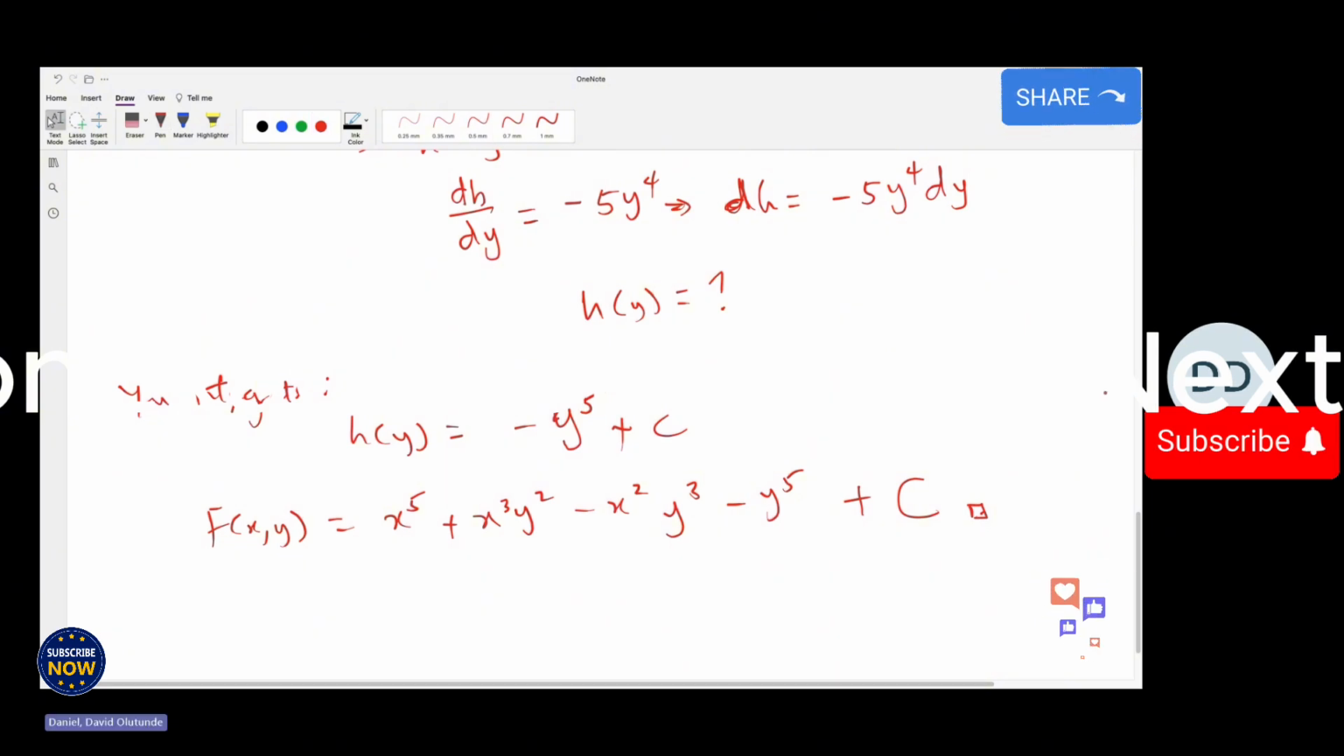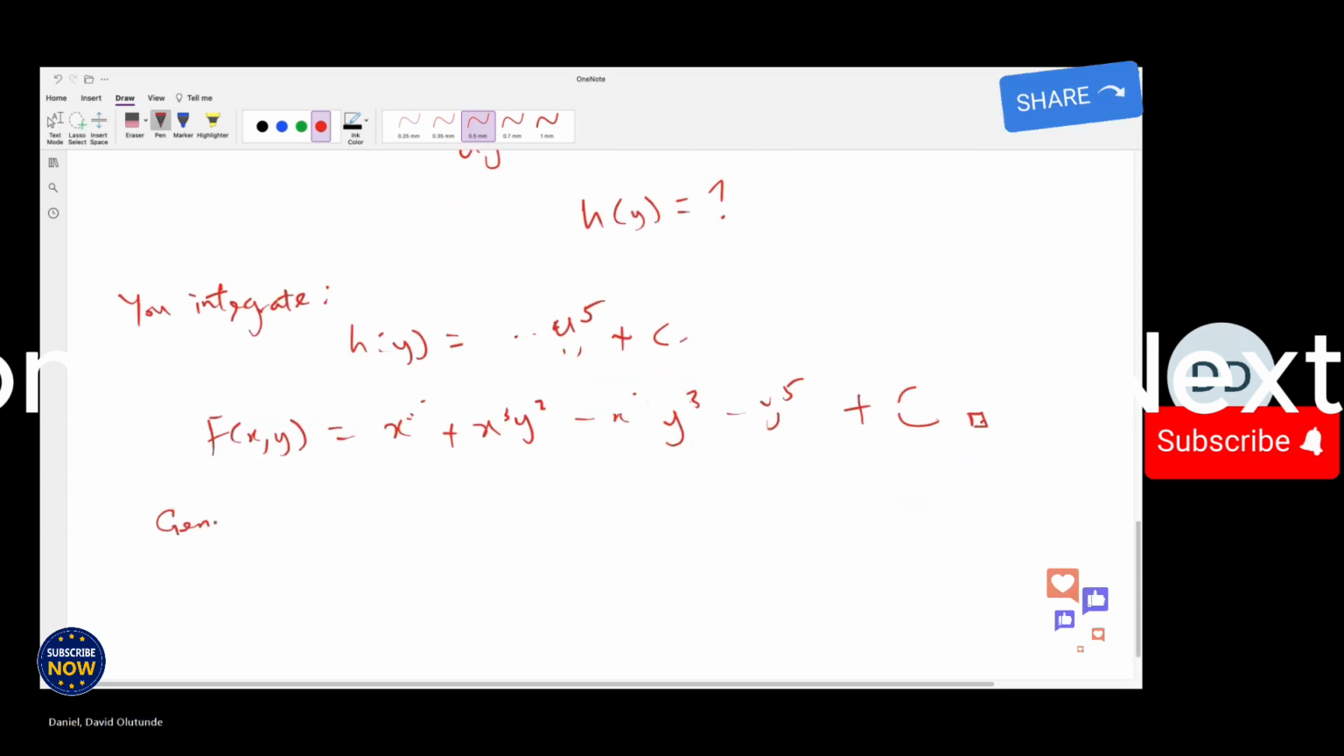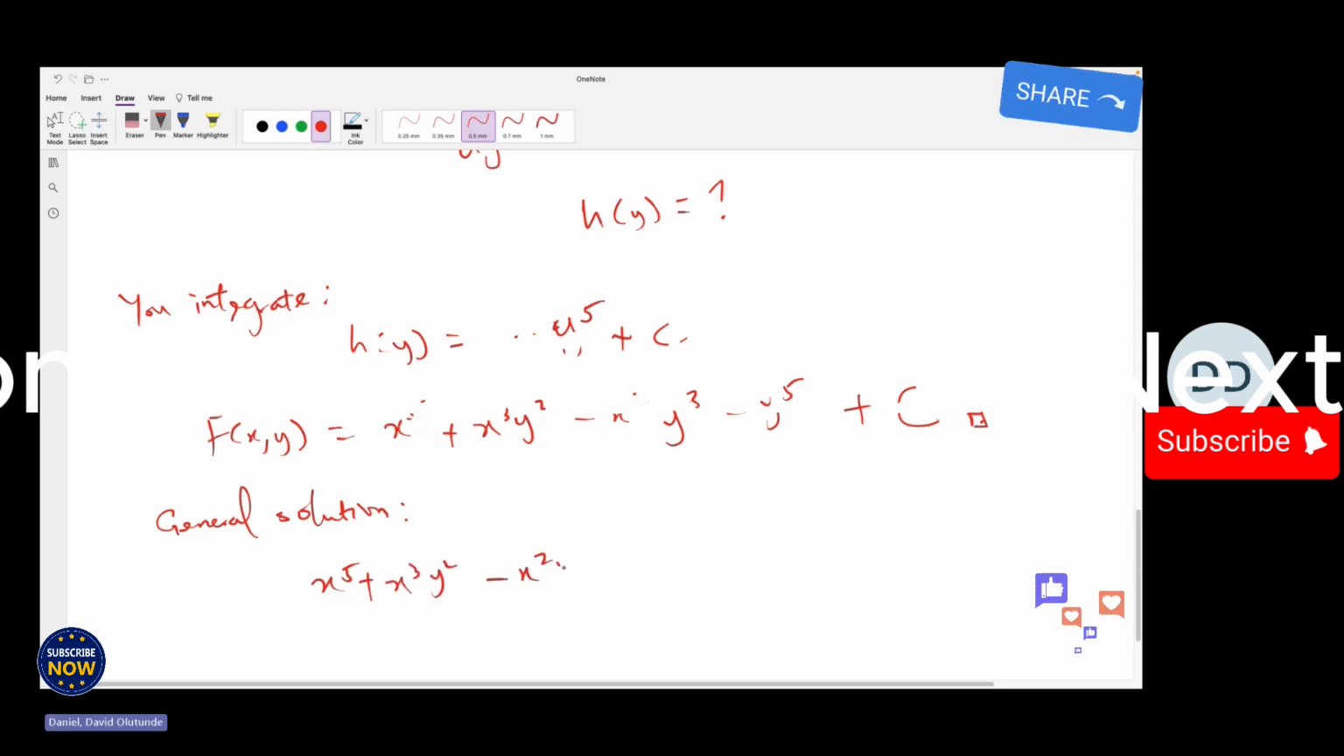So this means that your general solution will simply be x^5 plus x^3 y squared minus x squared y^3, minus y^5 equals c, small c. You see? So when you take the negative c, you get a smaller c. So this is the final solution.